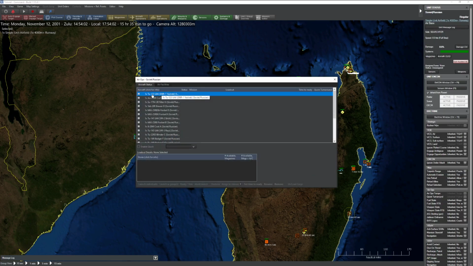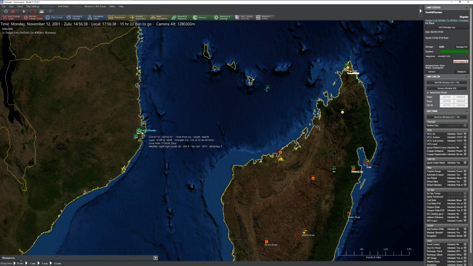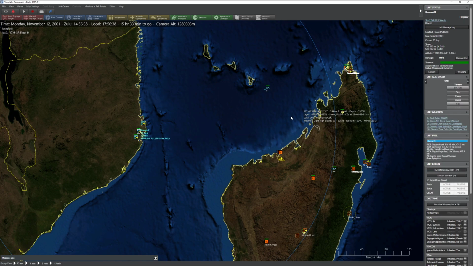This, by the way, is really cool if you've never seen this. This looks good. Let's use him. He's got a little recon pod. Go ahead and pause. There he goes. Okay, so how do we use this element?